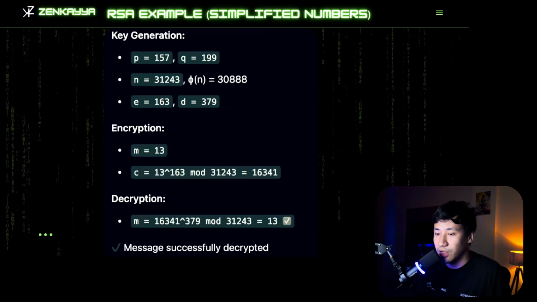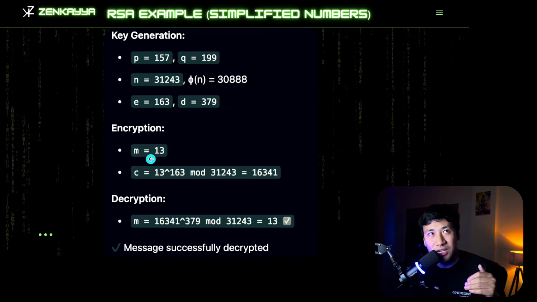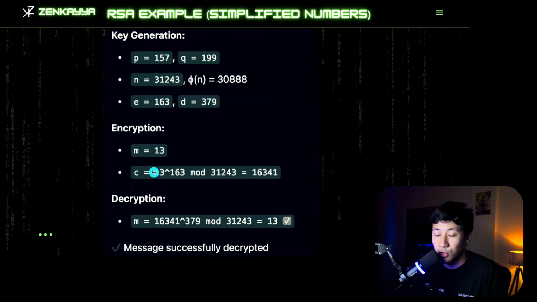Now for encryption, imagine I need to send the message 13 to my friend. How do you send it? C equals M to the power E, that is 163, modulus N, where N is 31243. You will get one number. That is the ciphertext. No one can understand by looking at this number that the actual code is 13.